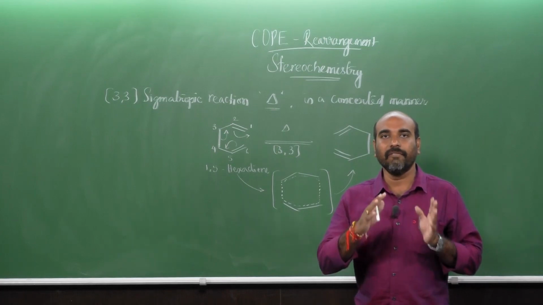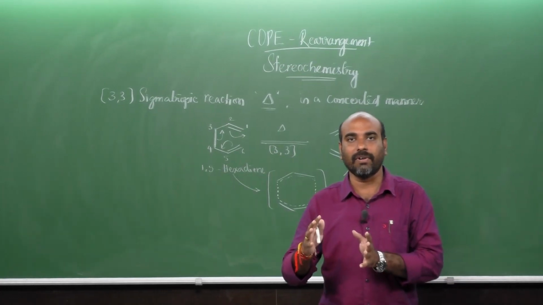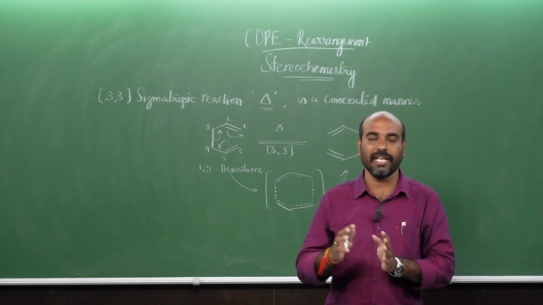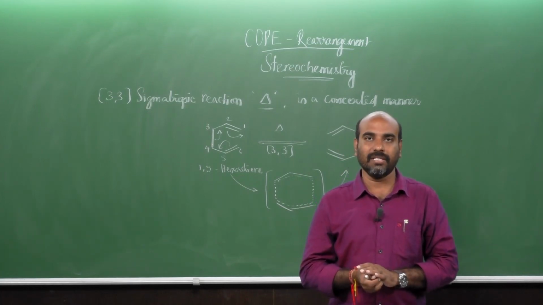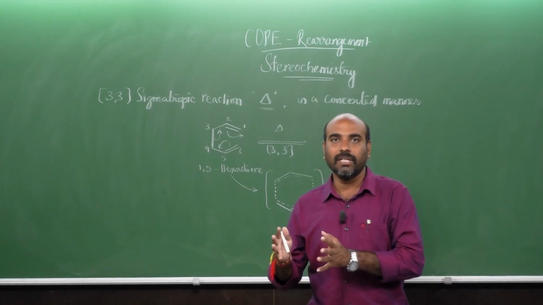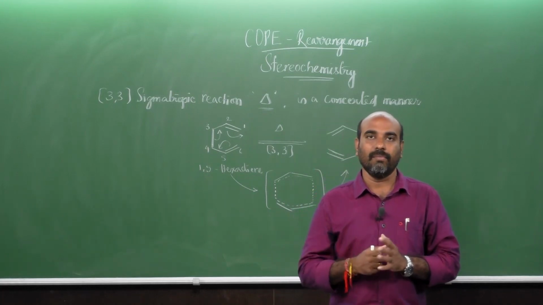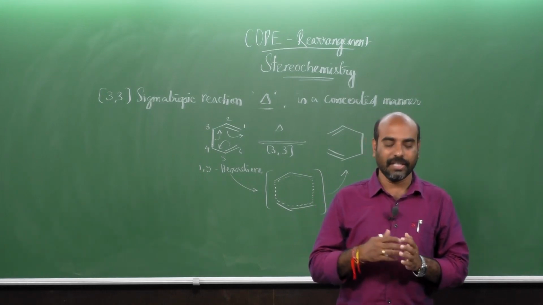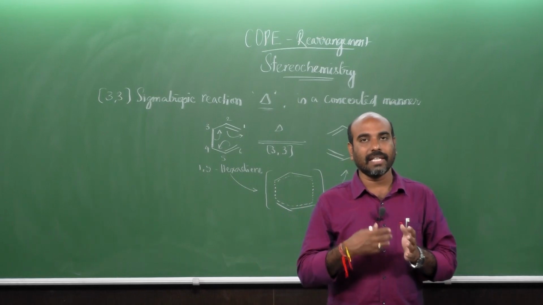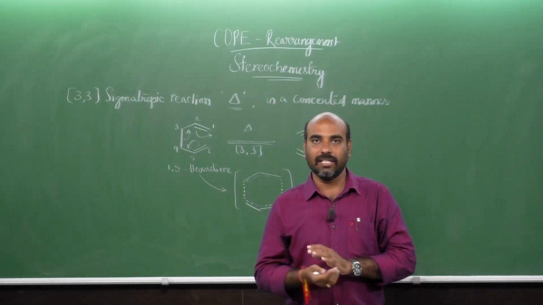But what actually is observed in the case of 3,3 sigmatropic rearrangements or Cope rearrangement is, the cyclic transition state will prefer to go in the form of a chair conformation, a chair-like transition state. Why only chair-like transition state means when compared to the boat form, the chair form is energetically more favorable. Energetically more favorable. And also it is energetically equivalent to a diradical system.